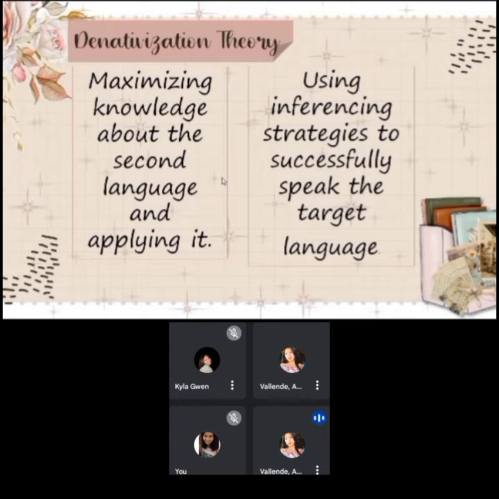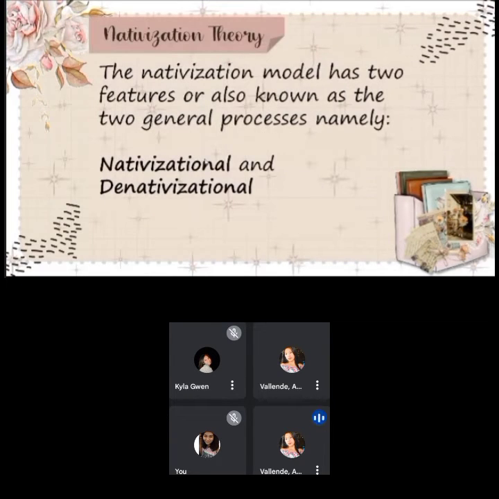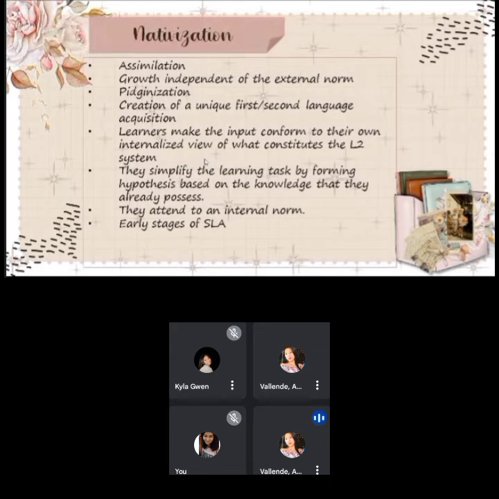Now, we should move on to the features and examples of this theory. The nativization model has two features, also known as two general processes, namely nativization and denativization. In nativization, this happens necessarily when a second language used by adult parents becomes a native language of their children. Nativization has been of particular interest to linguists, more specifically where the second language concerned is pidgin. In nativization, learners base their second language inference on their first language.